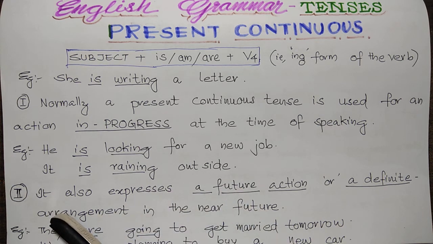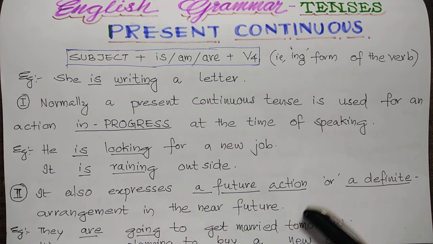Second case, it also expresses a future action or a definite arrangement in the near future. See the example. They are going to get married tomorrow. A future action or a definite arrangement that is happening tomorrow. Second one, we are planning to buy a new car. So that is also a future action and a definite arrangement.